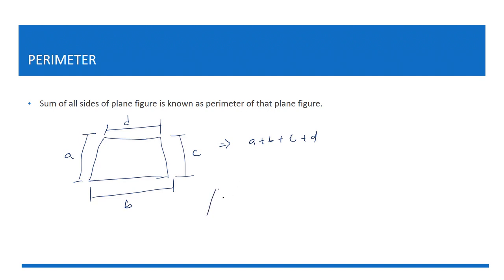If it is a triangle, you measure this side as A, this as B, and this as C. So A plus B plus C is considered the perimeter of the triangle.